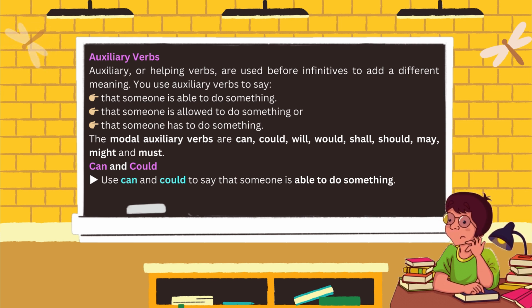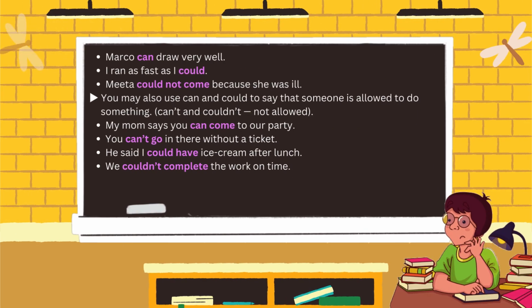Can and could. Use can and could to say that someone is able to do something. Marco can draw very well. I ran as fast as I could. Meeta could not come because she was ill. You may also use can and could to say that someone is allowed to do something. Can't and couldn't. Not allowed.